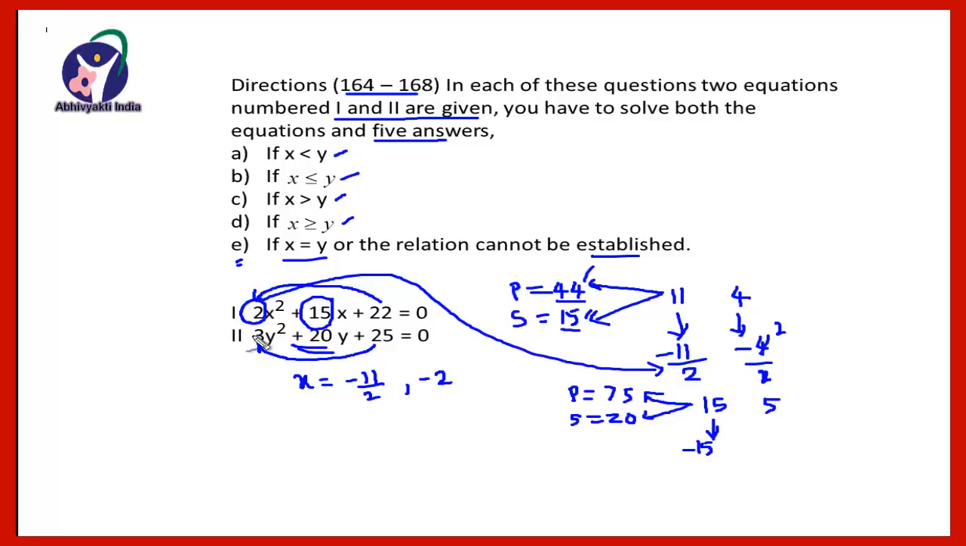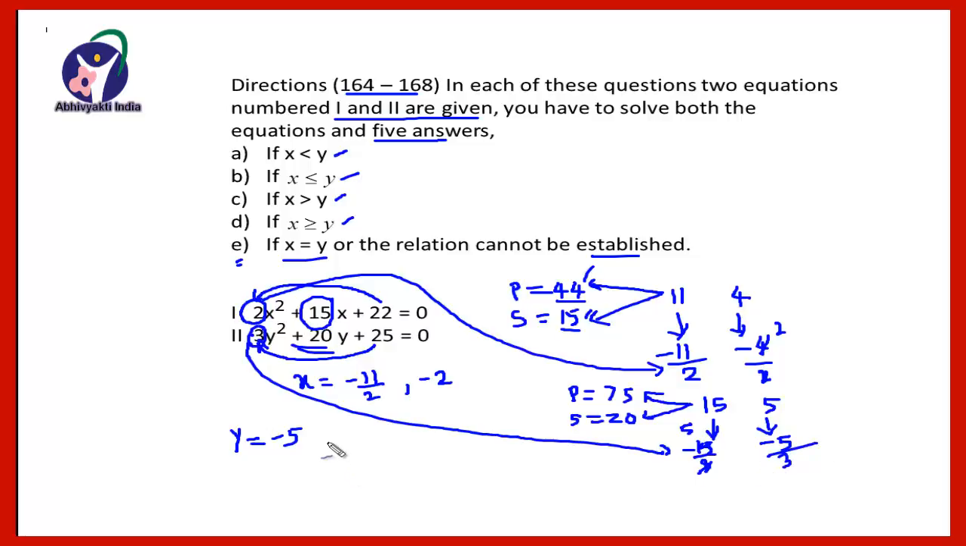Then divided by the coefficient of y square, that is 3 here. So divide by 3. So 3 1s are 3, 3 5s are 15, and therefore y is equal to minus 5. Now this other number is 5. Change its sign, so it will be minus 5. So it will be minus 5 by 3. So the other value will be minus 5 by 3.